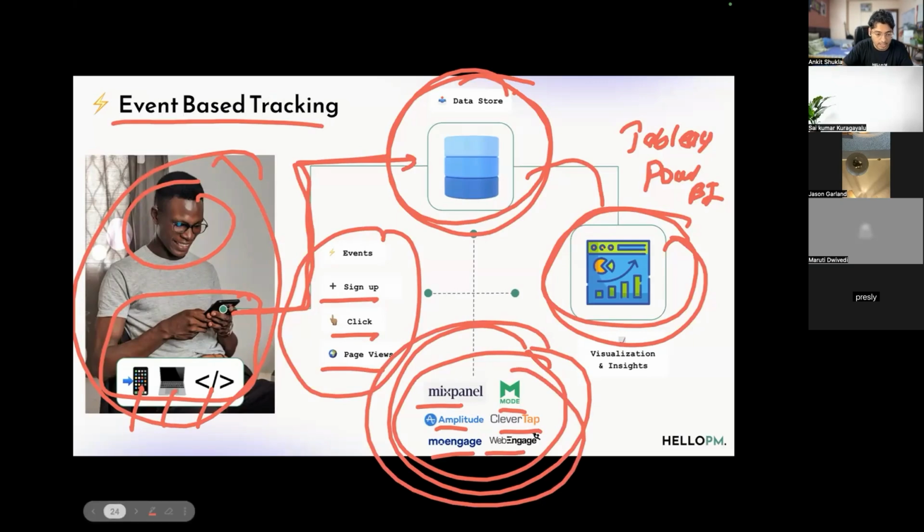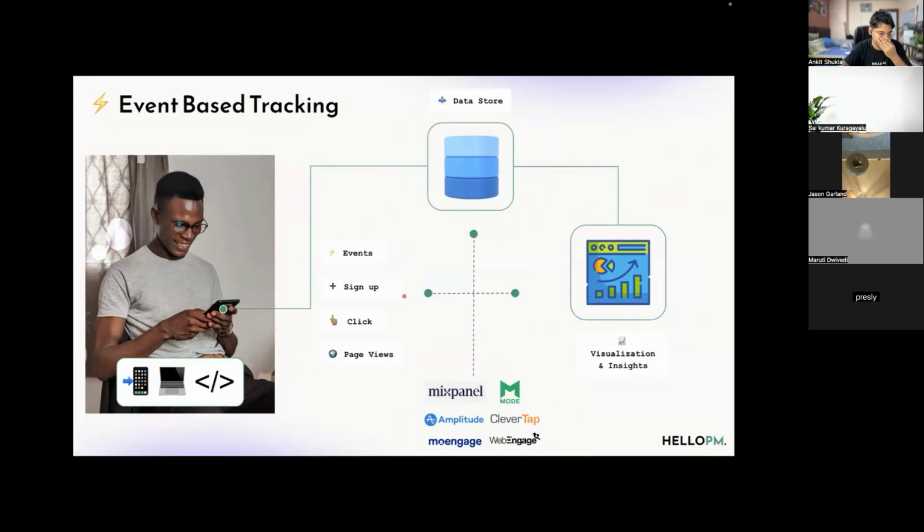Yes? A quick yes or no, everyone, if you are able to understand this slide.